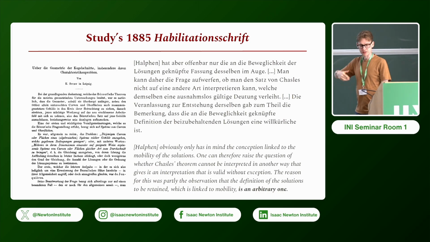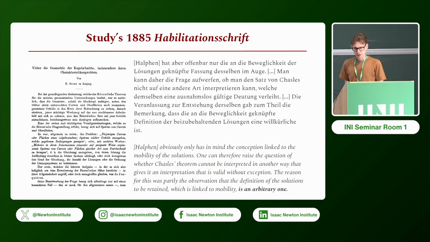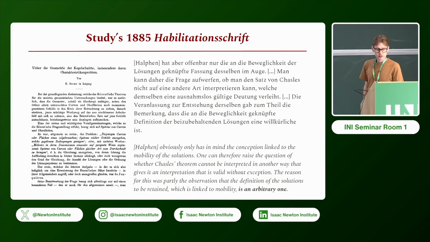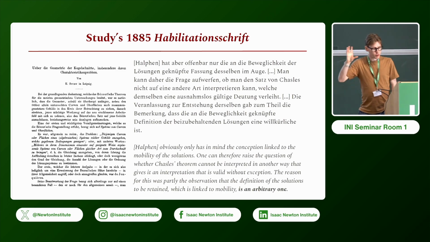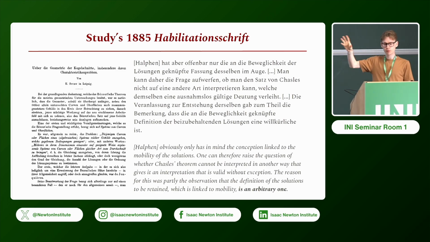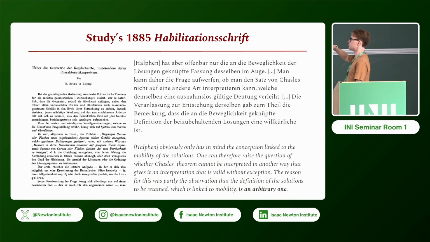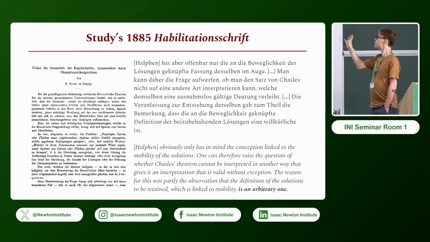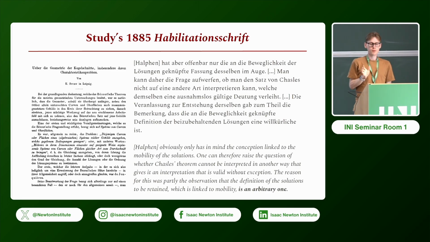So his Habilitationsschrift, his second dissertation that one has to write in order to get a job in German academia, was on systems of conics, on this theorem that Halphen had supposedly refuted. And Study's point was that, in fact, we can save Chasles' formula, that the alpha mu plus beta nu formula that Halphen had supposedly refuted can, in fact, be said to be true.